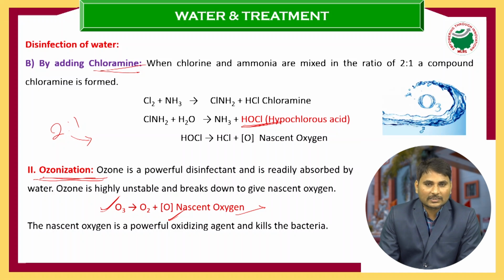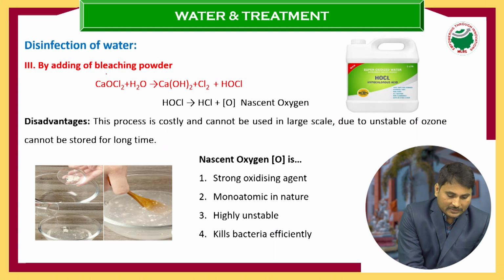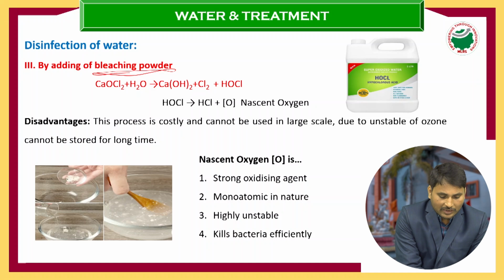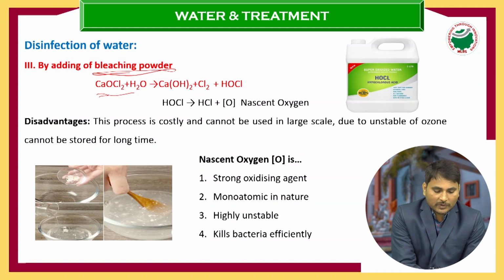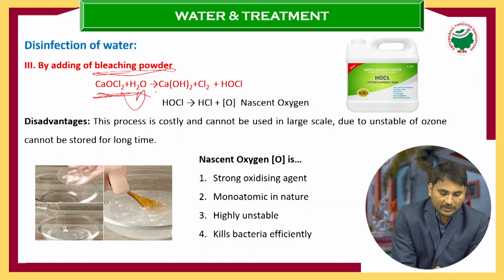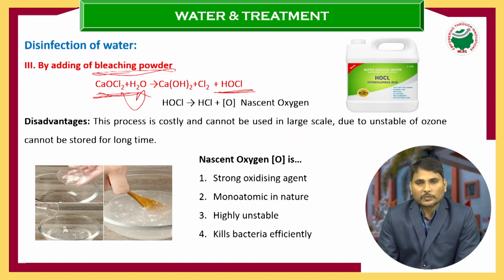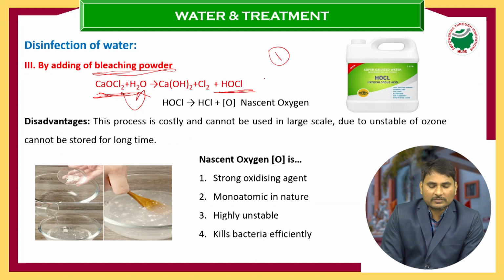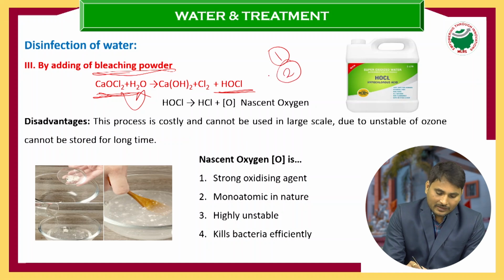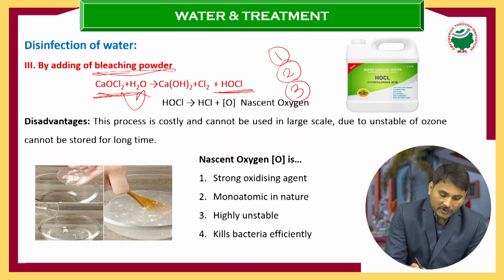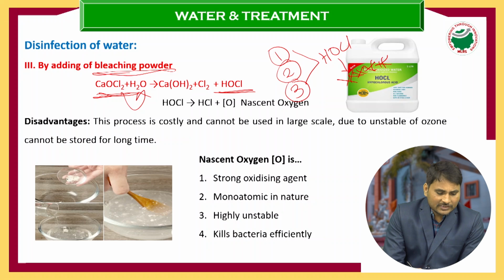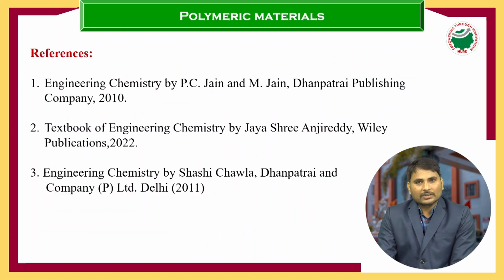By using this disinfectant agent in chlorination, we remove the pathogenic bacteria. When we use bleaching powder, calcium hypochlorite, it reacts with water and we get HOCl, hypochlorous acid, which kills the pathogenic bacteria. In chlorination, different chemicals are used; in bleaching powder, different chemicals; in chloramine, different chemicals; but the product is only one, hypochlorous acid. It kills the bacteria. And this is about disinfection. I hope you understand up to this topic.